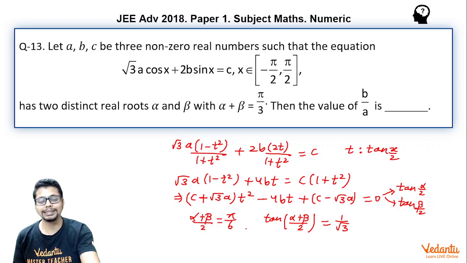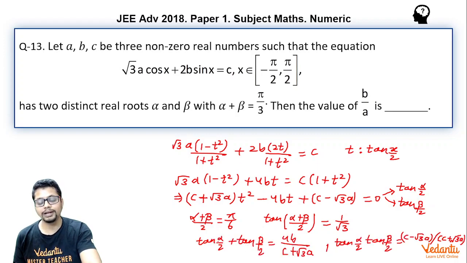And the moment I see tan of alpha by 2 plus tan of beta by 2, I would say it is the sum of roots of this equation in t, because t stands for tan x by 2. And tan alpha by 2 times tan beta by 2 is the product of roots of this quadratic in t. So the sum of roots, tan of alpha by 2 plus tan of beta by 2, is equal to minus the coefficient of t divided by the leading coefficient. We get this. And tan of alpha by 2 multiplied by tan of beta by 2 is the constant term divided by the leading coefficient. We get this.